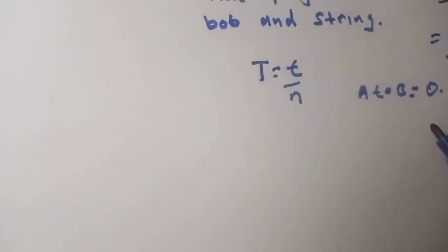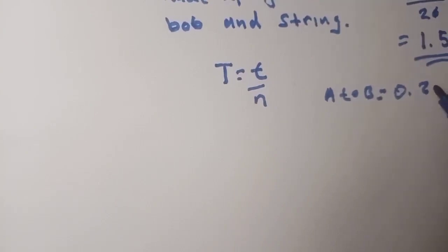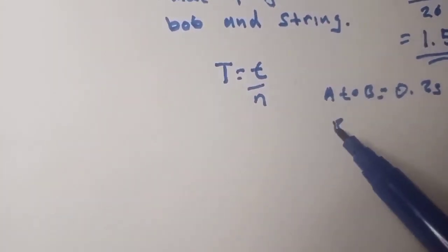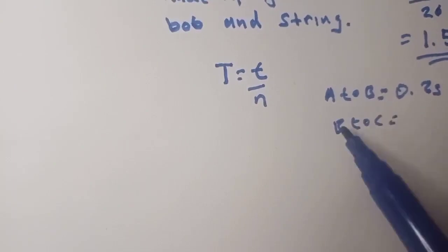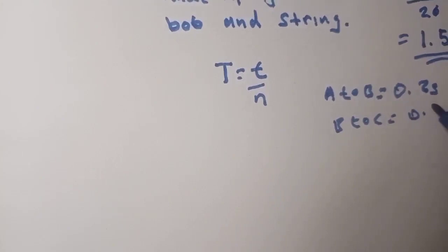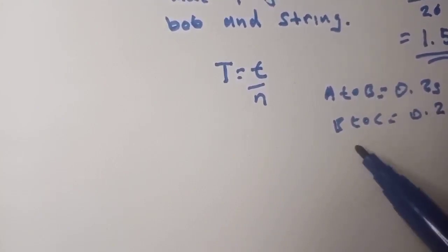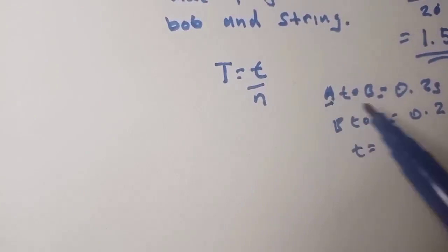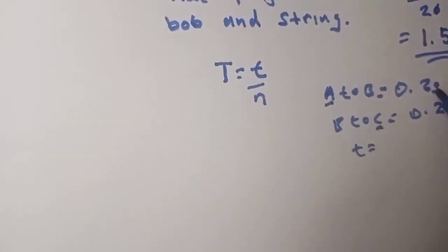It moved from A to B in 0.2 seconds. Then it went back to C, so B to C again will be 0.2 seconds. The question said the bob was found to have moved from point A to point B in 0.2 seconds and then to point C. To find the time it took from A to C, you add, so it is 0.4 seconds.